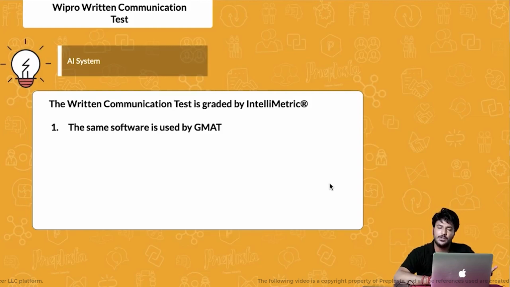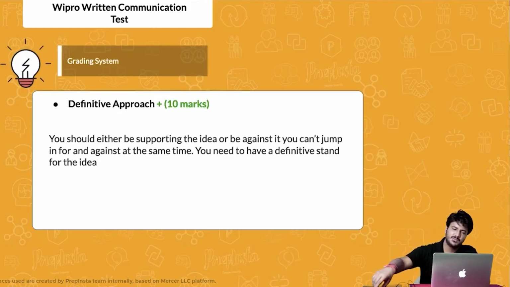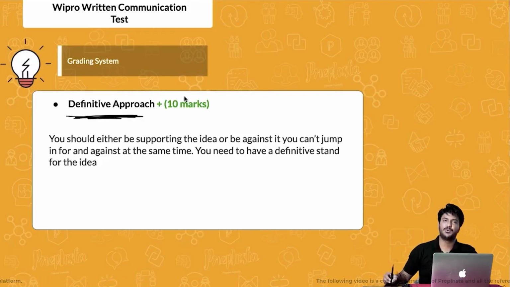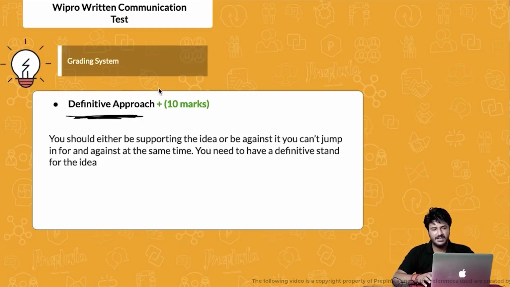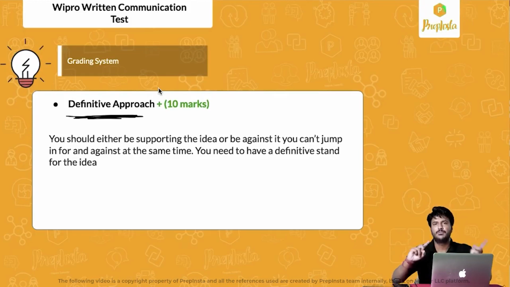Intellimetric is also used by GMAT, and for the following points that I'm going to discuss in the video, it gives you marks based upon these parameters, right? And this has been taken from the GMAT grading itself. So let's start with the first point, and this is the most important thing, which is why I have taken it first in the video. You should have a definitive approach. What I mean by definitive approach is either you should be supporting the idea or you should be against it. You cannot jump back and forth.